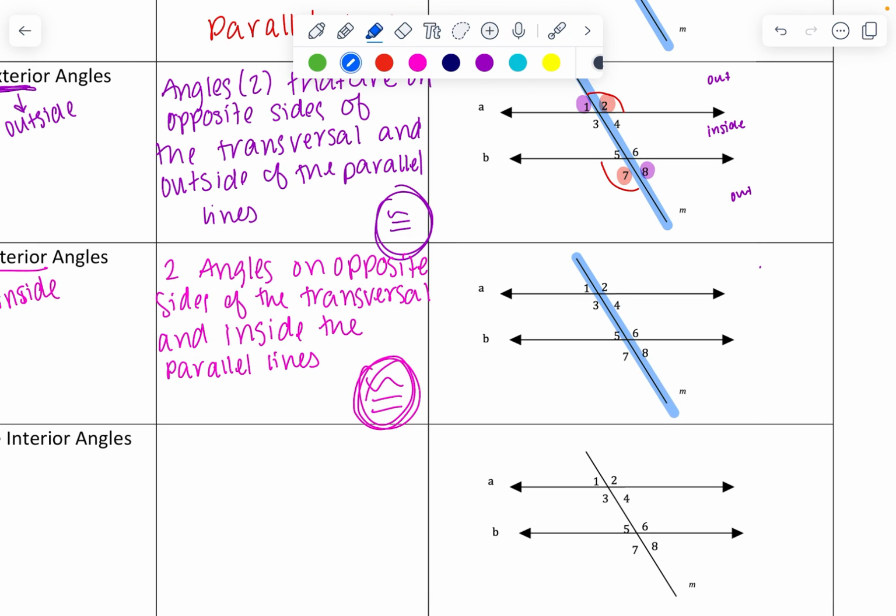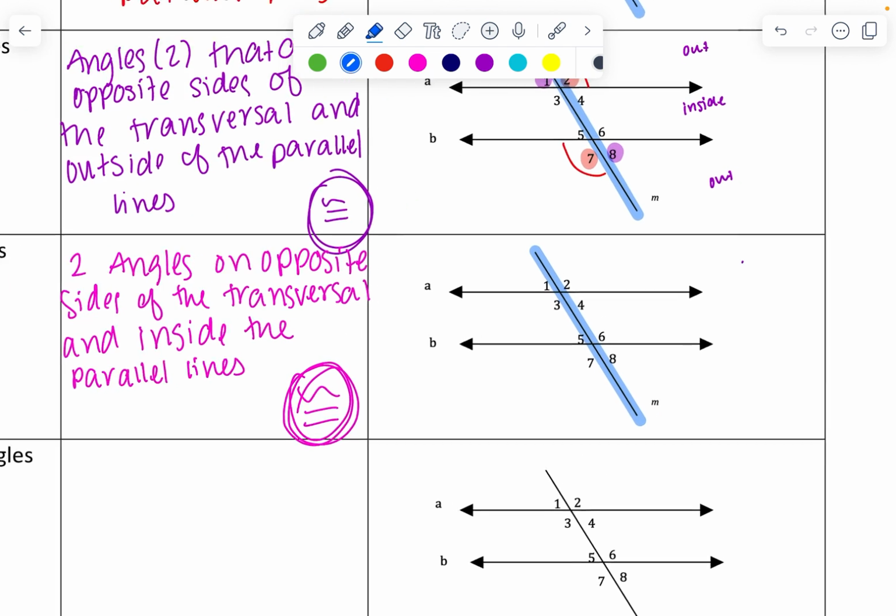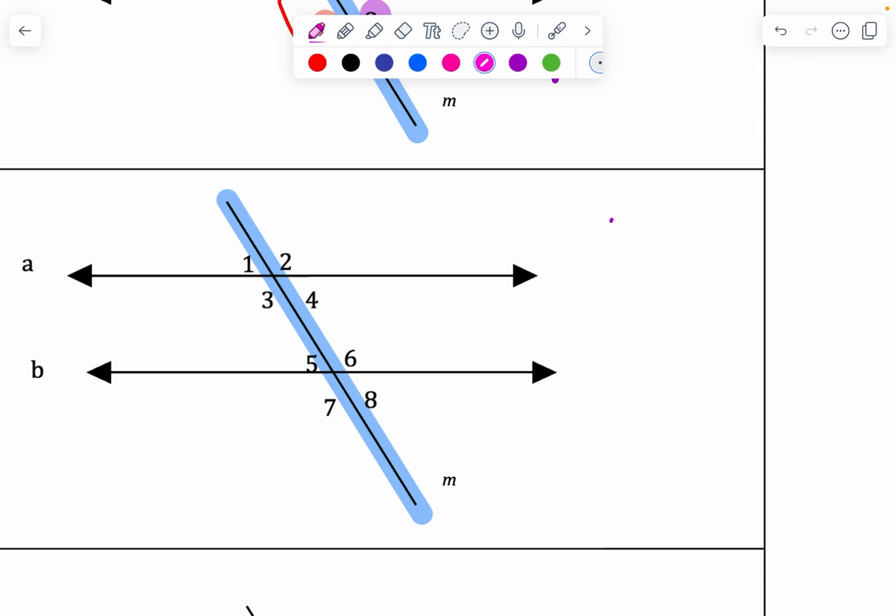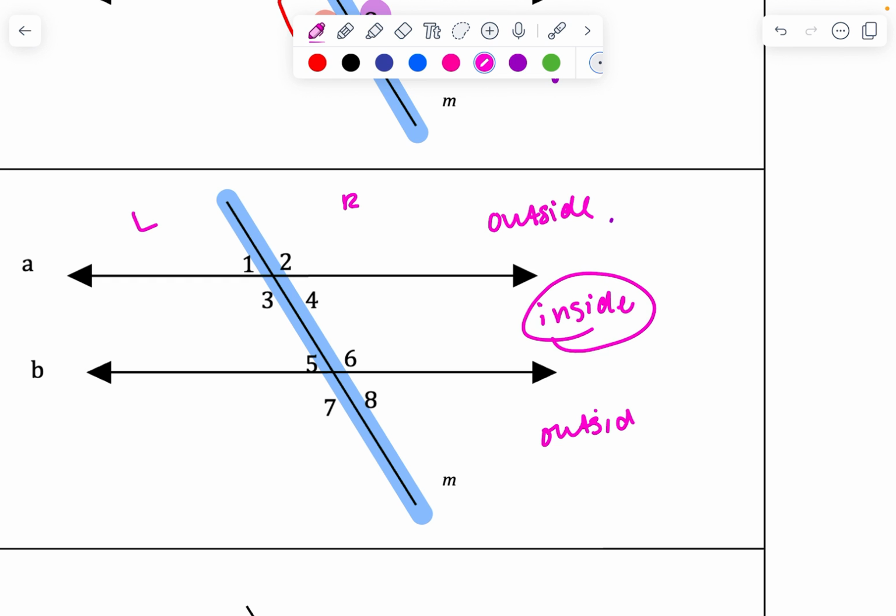Okay, so when you're ready, go find them. So again, this is inside, outside, this is the left and the right. If we're talking interior, we're looking on the inside, so these sets of four angles in there, and then the alternate, one left and one right. So angle 4 and angle 5 would be considered alternate interior angles, as well as angle 3 and angle 6.